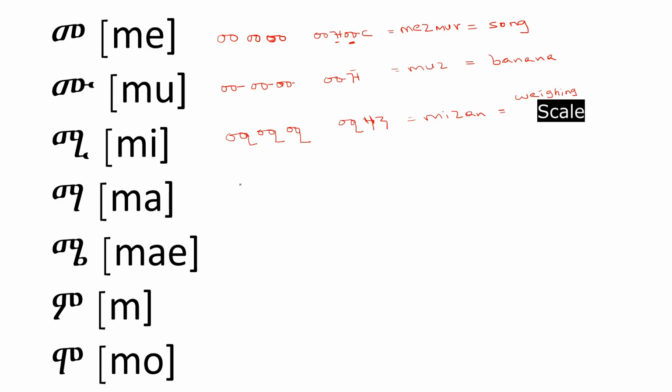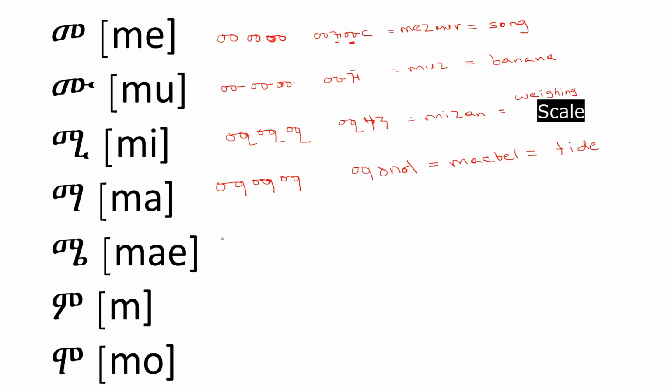The next alphabet is ma. The example here is ma'abal. And it means tide. Ocean tide, or the wave in the ocean.